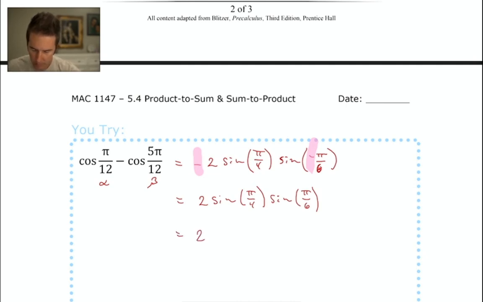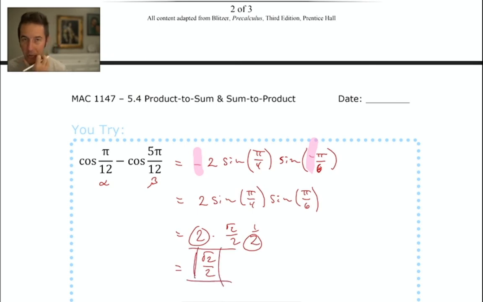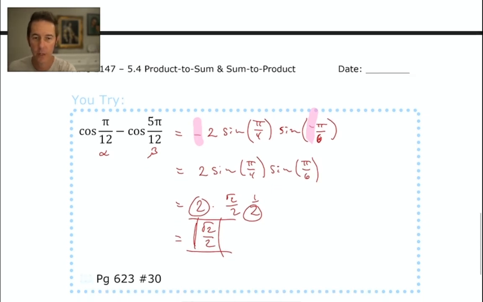Equals 2 times the sine of pi over 4, which is root 2 over 2. The sine of pi over 6 is just 1/2. So this 2 and this 2 cancel, leaving us with a final answer of root 2 over 2. I don't know if you're going to be asked to find a numerical answer to any of these problems, but in this particular case, that was pretty easy to do.